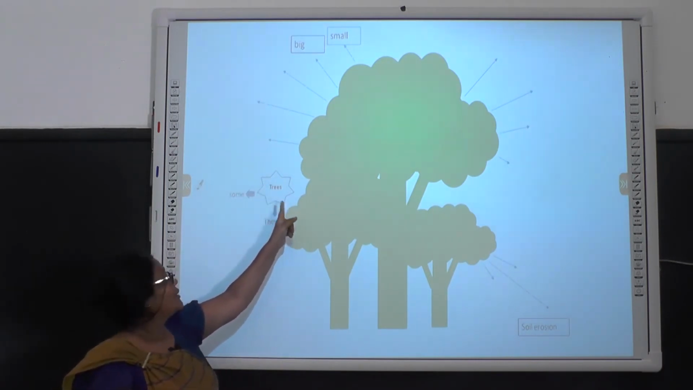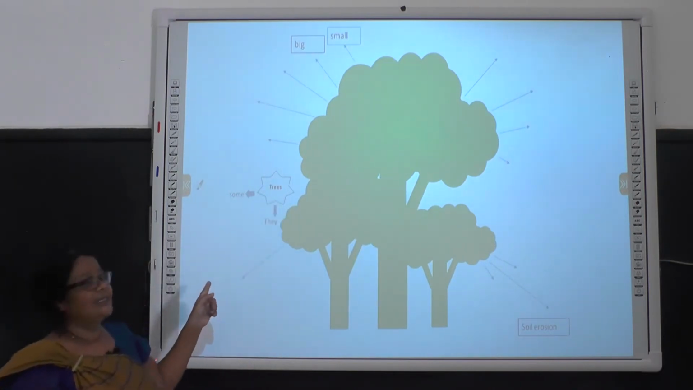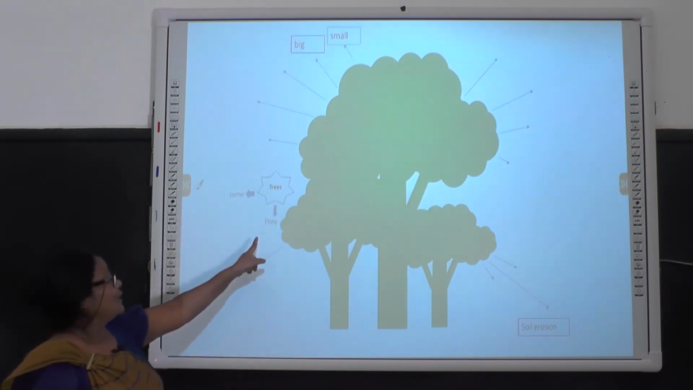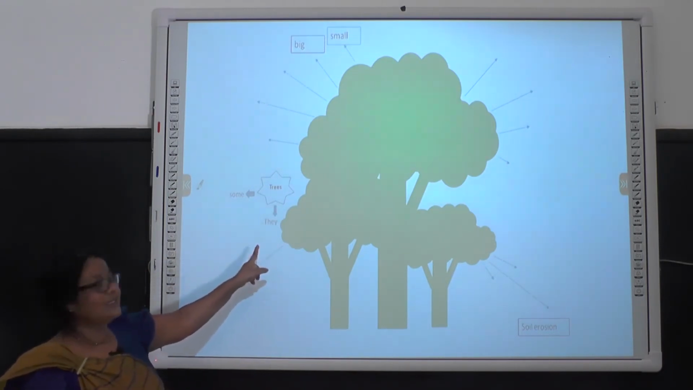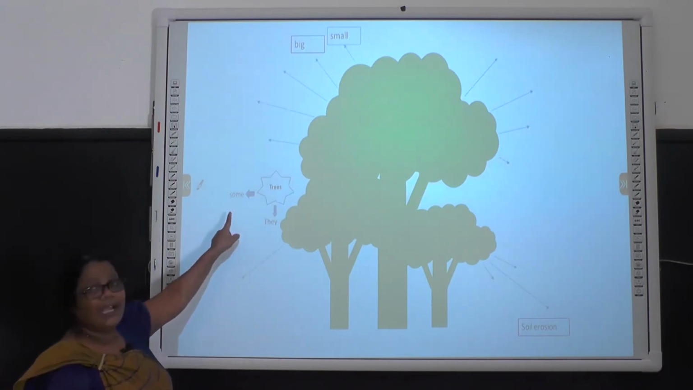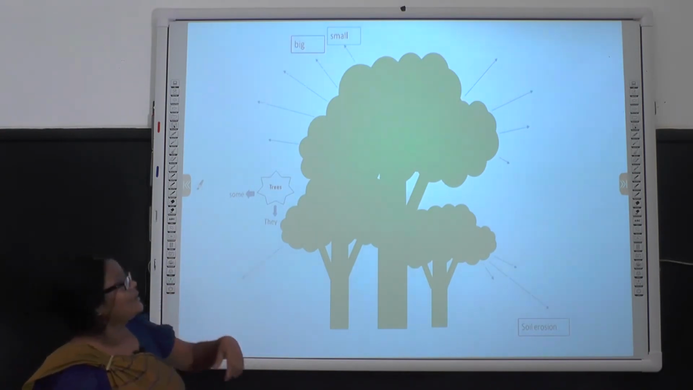Trees, the word trees. Now you can see instead of this trees we can use two words. One, some, they. But I have selected those two words. Instead of trees I have selected the words some and they. Right. Then let's see the other words.